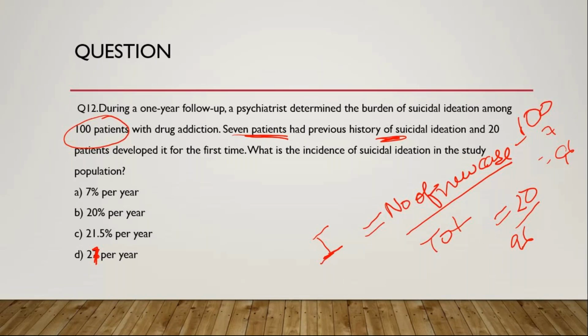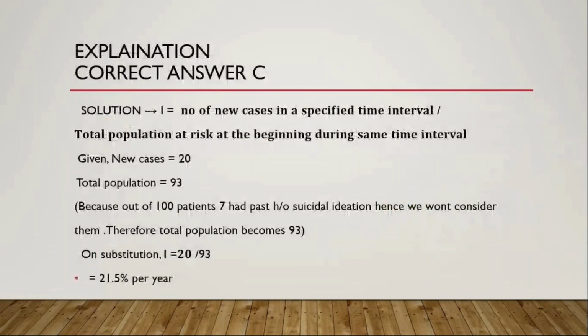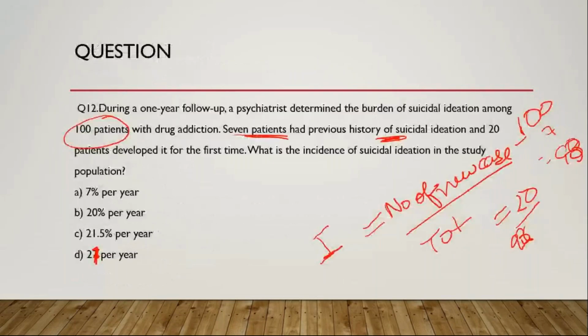Now solve, simple maths is there. It is 93, so 93 people are the total population. So what will be the answer? Please reply now. It is 21.5% per year. So the correct answer is option C.